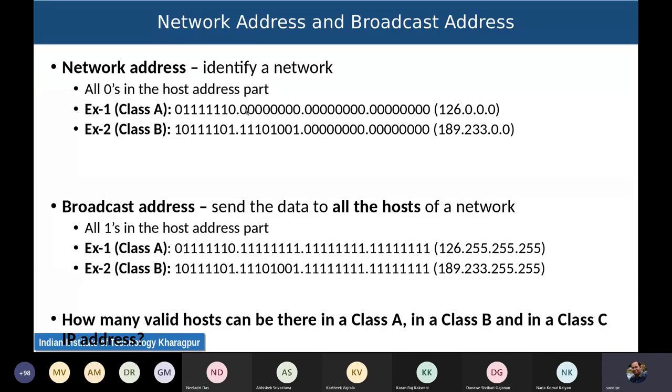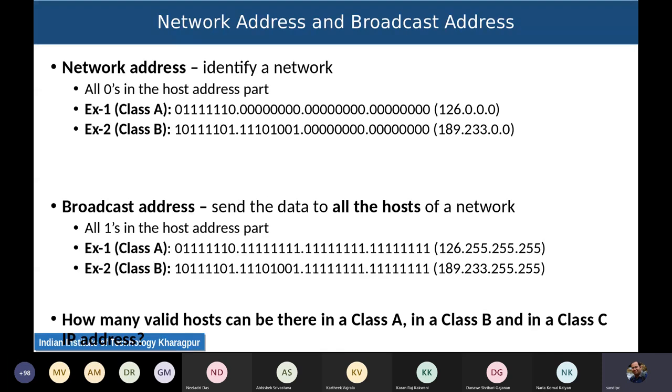Similarly, in case of class B, I have 16 bits for the network address part. If I put the remaining host bits as 0, then I get 189.233.0.0. That is one example network address in case of class B. So these are special addresses which denote the address of a network. That's why we do not assign these addresses to any host. Similarly, we have broadcast addresses. Broadcast address means through that address you can reach all the hosts in that network. If I put all the host bits as 1, we get the broadcast IP address.